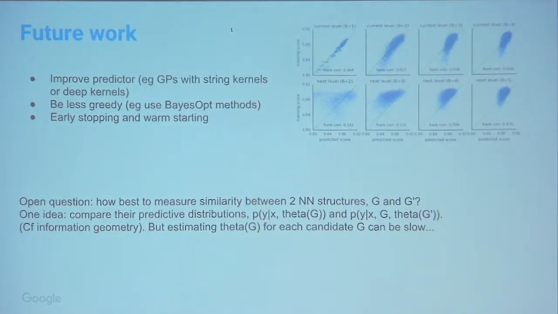I was talking with Song, I think just, oh, there you are, about this yesterday. So there's some things to explore. Also, we just greedily pick the top K at every step. We could do some of the techniques from the Bayes-Op literature, expected improvement or entropy search or so on. And of course, we can use warm starting. And there are many people working in this space. Many of these ideas have been tried, but not necessarily in combination.